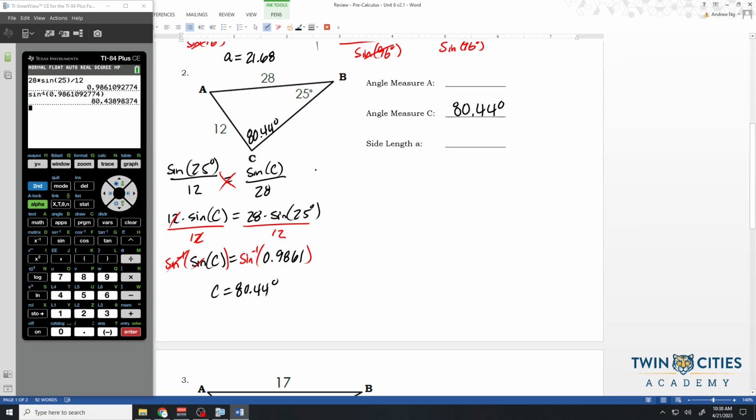All right, then I can find this angle measure because now I've got two of them. I can say 180 minus my two known angles. So subtract 25. Let's subtract 80.44, which we just found. So this is, A is 74.56 degrees.